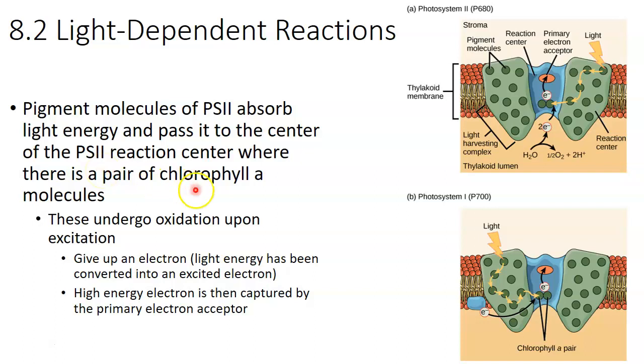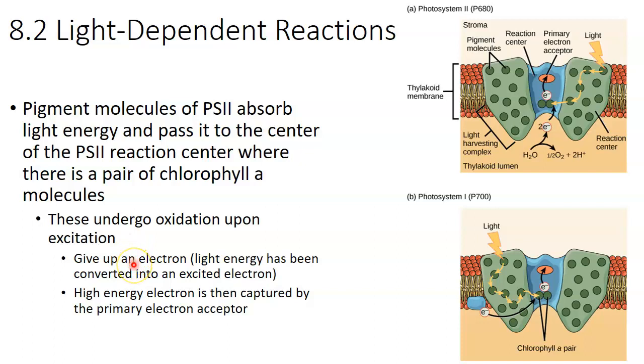complex, where there's going to be, again, a pair of chlorophyll A pigment molecules that are just waiting for that energy. Those then undergo oxidation upon excitation. So electrons are going to jump up and be stolen, be taken from those chlorophyll A molecules by that primary electron acceptor.